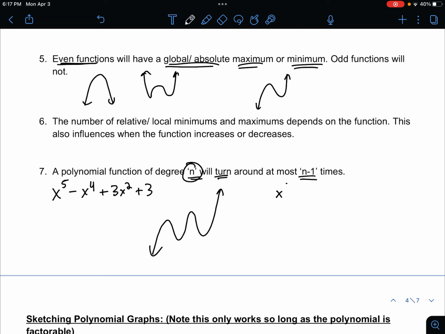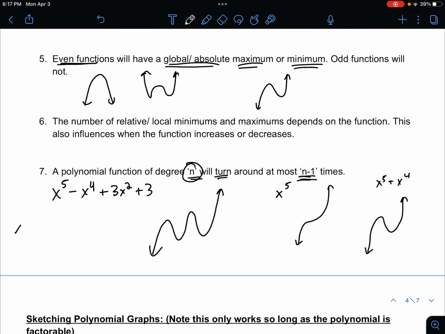I mean, x to the 5th, though, could have no real turns. Like, we could have the parent x to the 5th, or it could also have, like, maybe x to the 5th minus x to the 4th, or let's say plus x to the 4th. Maybe it just looks like this and only has a few turns. But at most, it has n minus 1 turns.